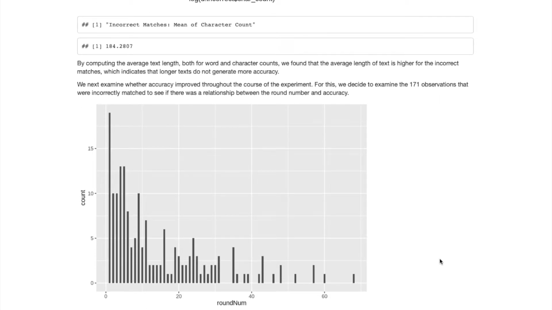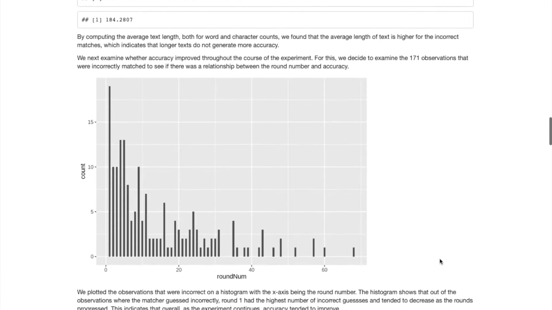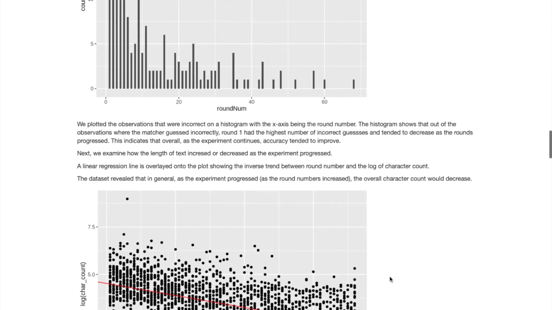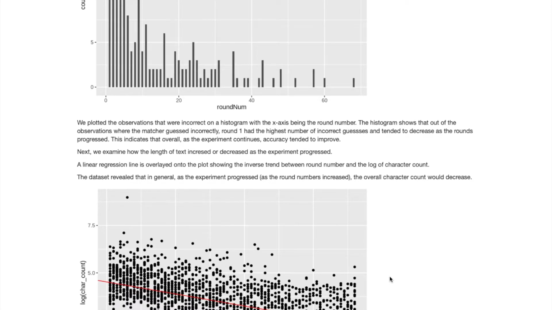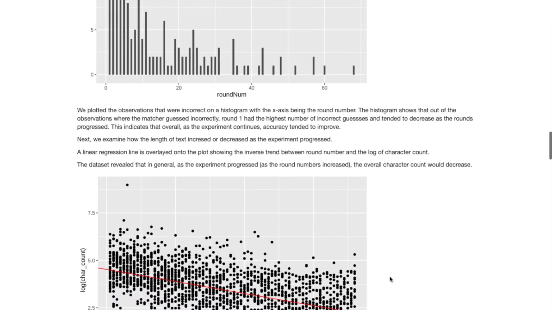So next, I want to know whether accuracy improved through the course of the experiment. In order to represent time, I used the round number, because you can see from round 1 to round 72 along the x-axis, and then I can see how many incorrect matches occurred where. Here I could see that in round 1, we had the highest number of incorrect matches, and it slowly decreases so that by round 72, there are less frequent occurrences of incorrect matches. So that basically tells me that overall, as the experiment continues, accuracy tended to improve.